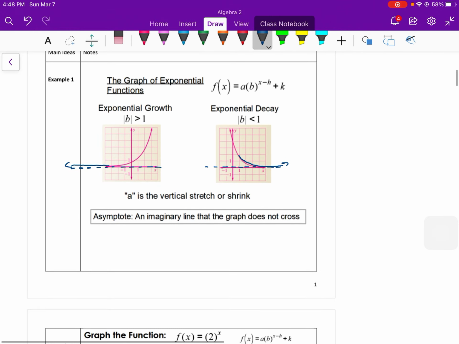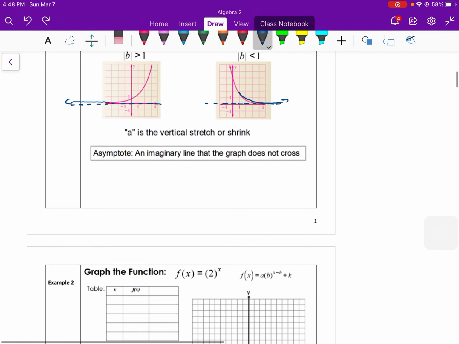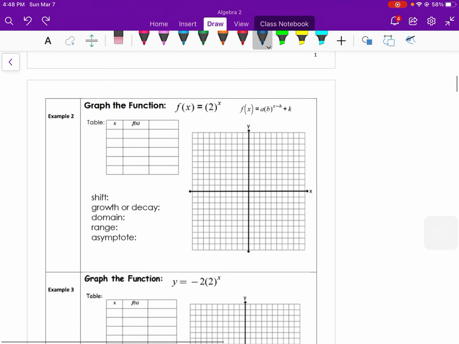And we will go through some examples to see how to graph our functions. And another thing, if a is negative, if we have a negative leading coefficient, then it's a reflection across the x-axis. So a lot of familiar concepts here. So let's look at this first example then.